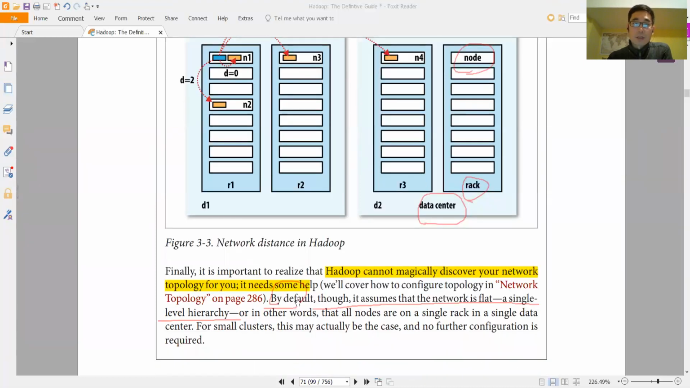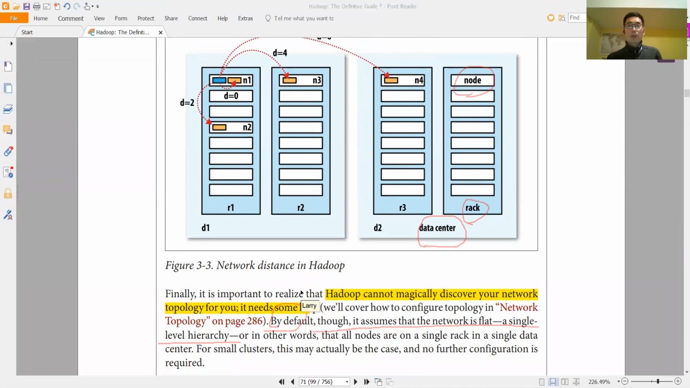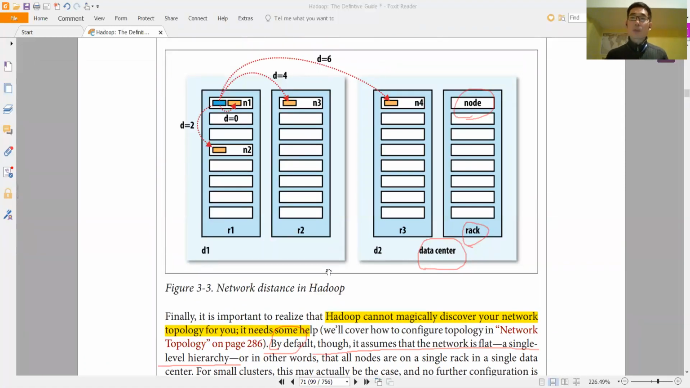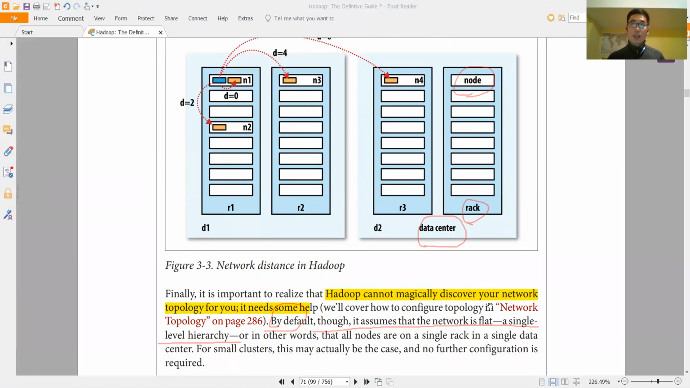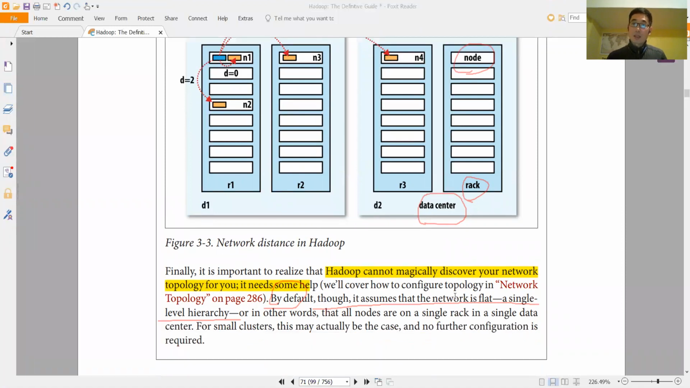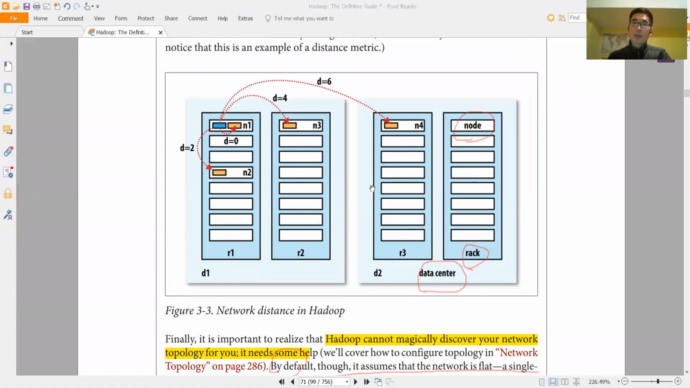What also matters, as explained here, is that Hadoop cannot magically discover your network topology for you. You need to help. When you start your Hadoop cluster, Hadoop assumes the distances between all computers are equal. You can identify D equals 0, but Hadoop cannot tell the difference between D equals 2 and D equals 4, because it cannot magically discover your network topology. You have to tell Hadoop. How? You set up a configuration file that says, well, my computer at this address belongs to R1, my computer at this address belongs to R2. Then Hadoop uses those configurations to decide the distance.